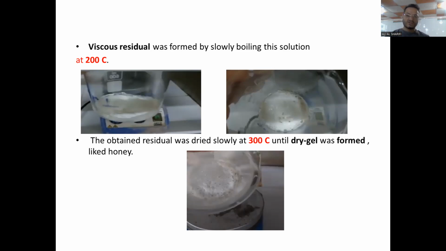After that, they try to dry this gel. Dry it why? I'll explain that in the next slide. Until the dry gel was formed, like honey, at 300 Celsius. Here, the researchers dry the gel, and after that, they will fire it, because that's not enough.